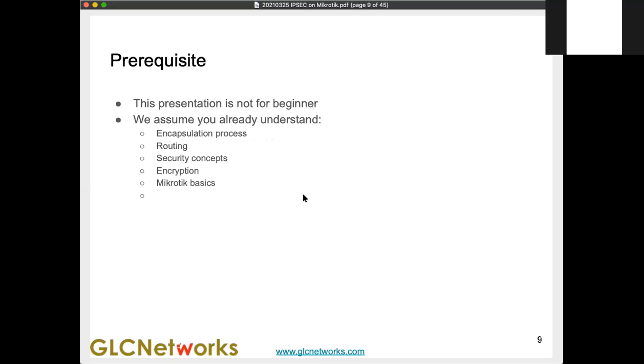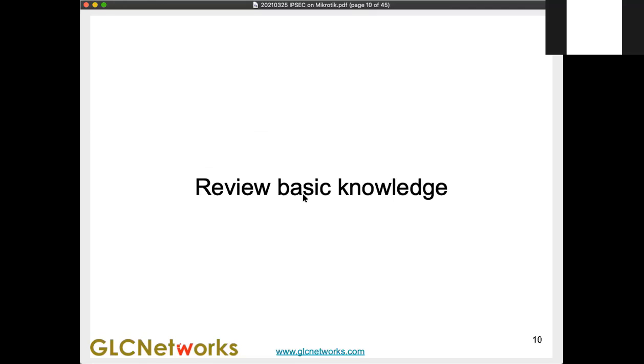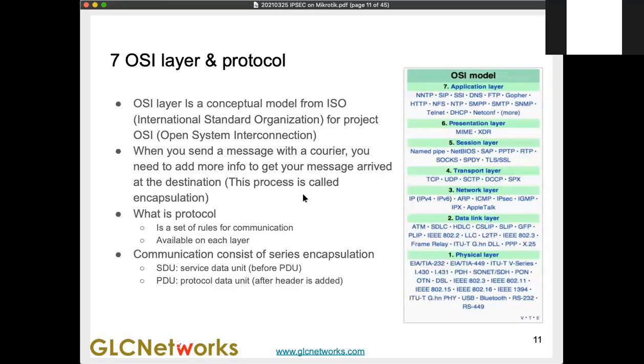Okay, so let's continue. This is not for beginners. So we assume you already have an understanding about the encapsulation process, routing, security concepts, encryption, and then some basics of Mikrotik. So, review. First, we assume you already know the 7 OSI layer protocols. Here we have the 7 OSI layers: layer 1, layer 2, layer 3, layer 4, 5, 6, and 7.